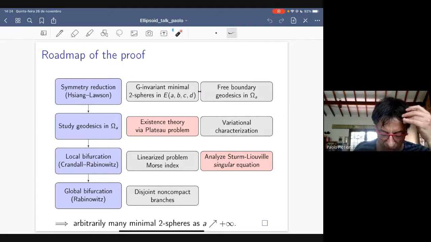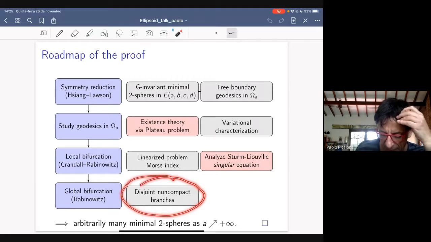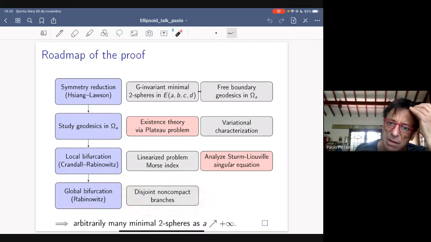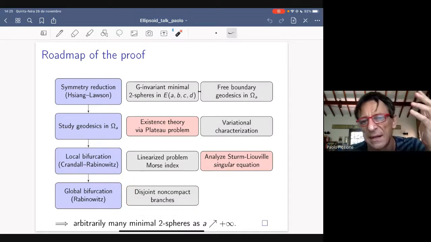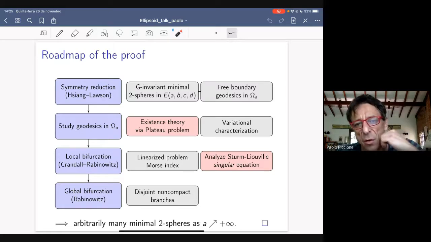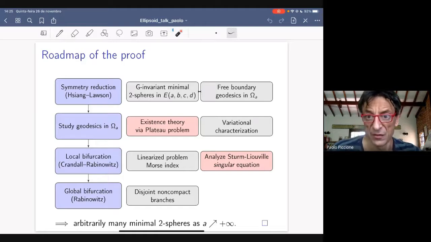For this purpose, we used a global bifurcation result of Rabinowitz, which requires a method to make sure that bifurcation branches don't just terminate at some point. Okay, so I will discuss this in the rest of this talk. So once these four steps are taken into account, then the proof of the result that I've given you is finished.